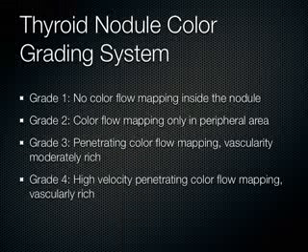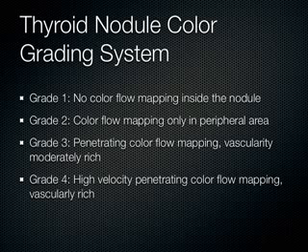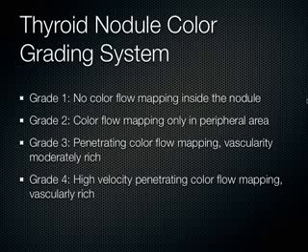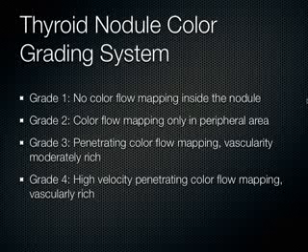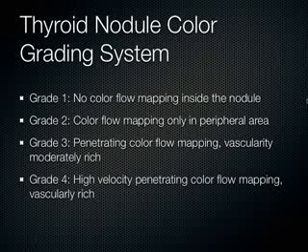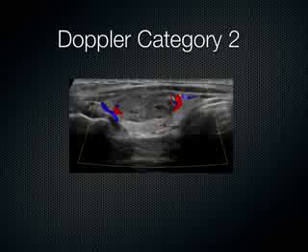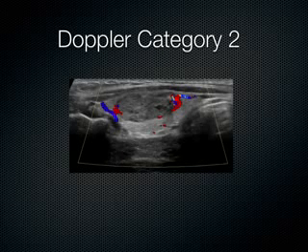And when we come across a nodule, we can put some color flow mapping on it, and you can actually grade these nodules, where grade 1 is no color flow seen inside the nodule. Grade 2 is where you only see it peripherally. Grade 3 has penetrating flow through that nodule, which is moderately rich vascularity, and grade 4 is high-velocity penetrating flow into the nodule, a vascularly rich flow. So this is grade 2. It's only in that peripheral area there.